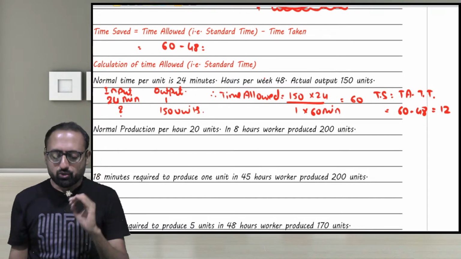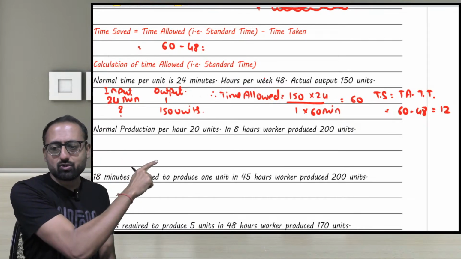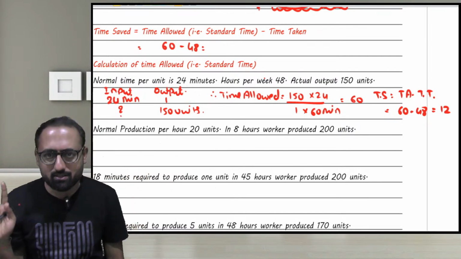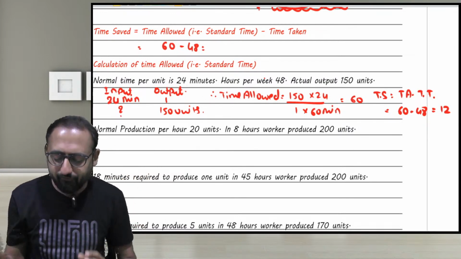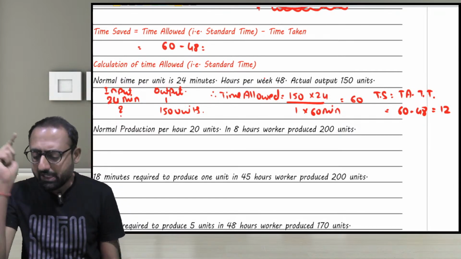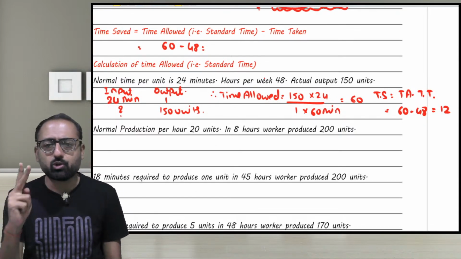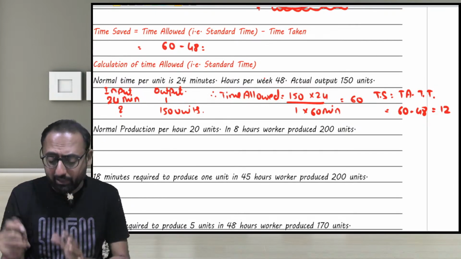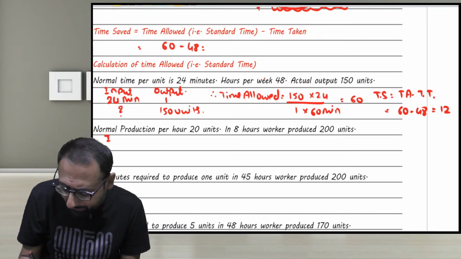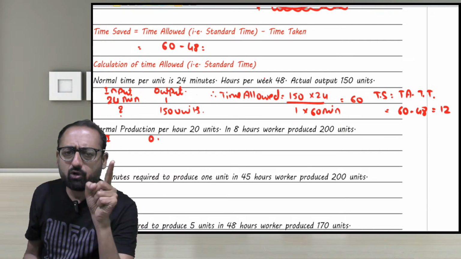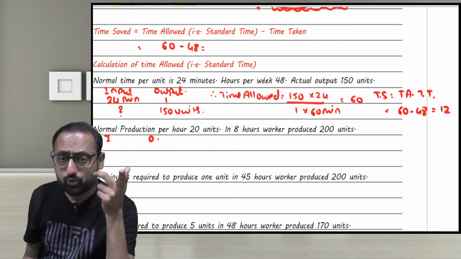Okay, so next, second question I will solve. Third and fourth question you'll have to answer. So get ready for that. Second question: normal production per hour is 20 units. In 8 hours, worker actually produced 200 units. Now here you'll have to calculate that with the help of input output ratio. I'll write there input output ratio and standard time. Every time if you want to calculate the time allowed, you'll have to use this formula.